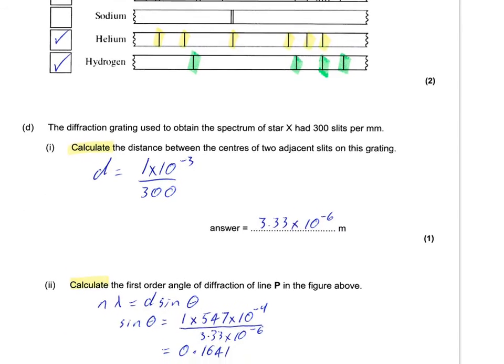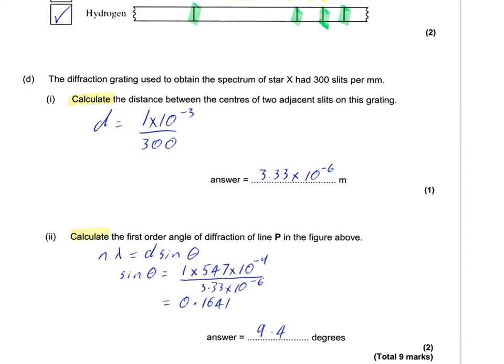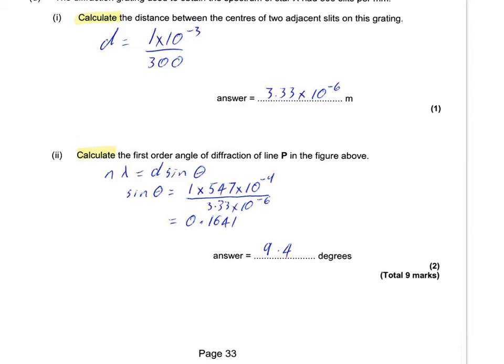The diffraction grating used to obtain the spectrum has 300 slits per millimetre. Calculate the distance between the centres of two adjacent slits, so that's d. Again it's 1 millimetre, 1 times 10 to the minus 3 metres, divided by 300, which is 3.33 times 10 to the minus 6. And then finally it's asking us to calculate the first order angle of diffraction of line P on the figure above. Again, we'll use n lambda equals d sine theta. We know n is 1, we're trying to find theta, and we know d, we've just calculated it. I need to know the wavelength.